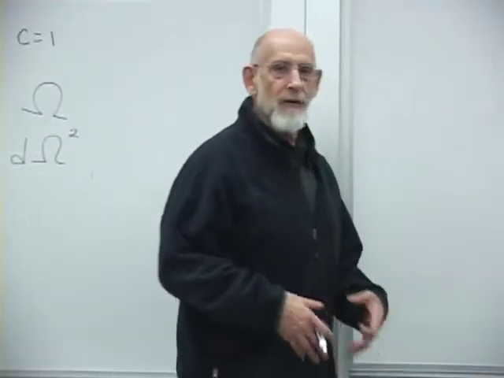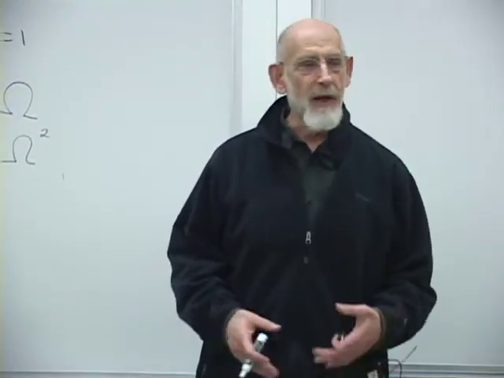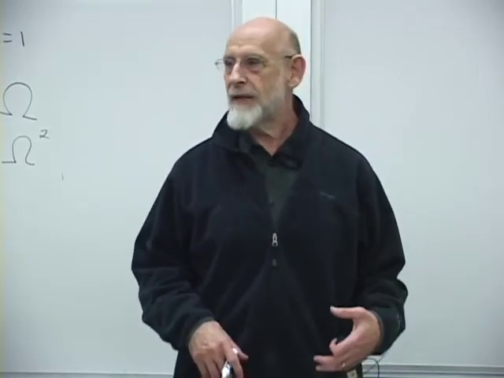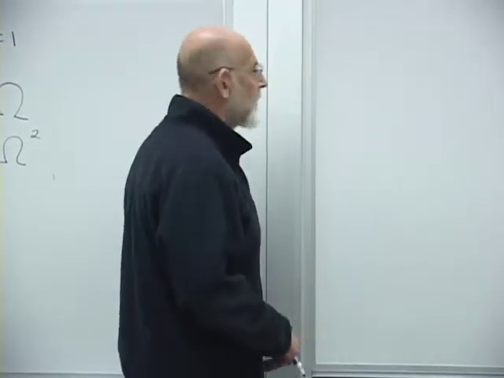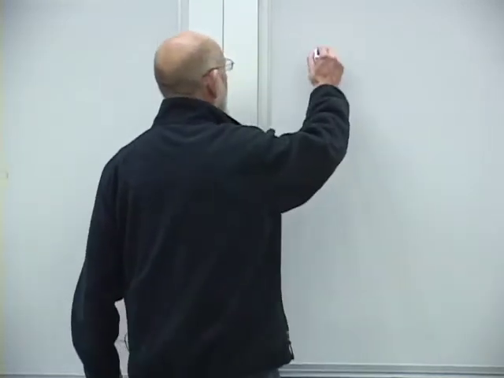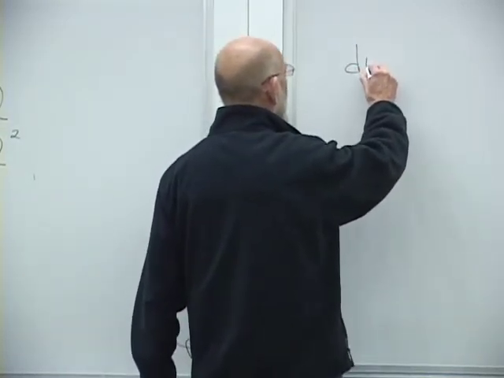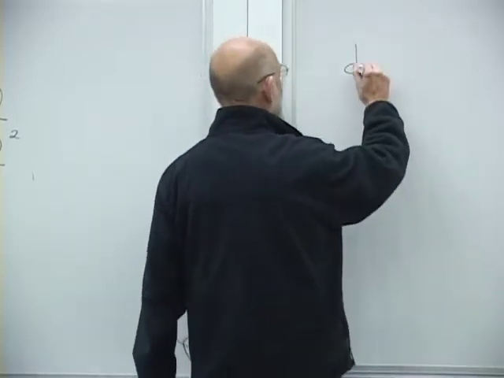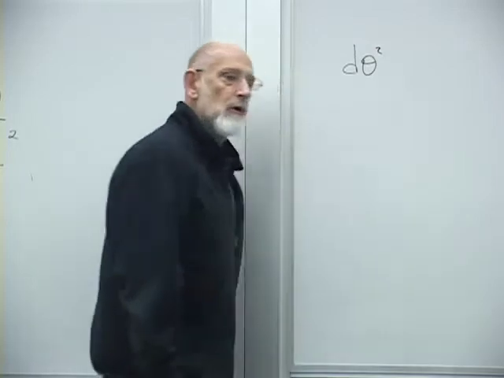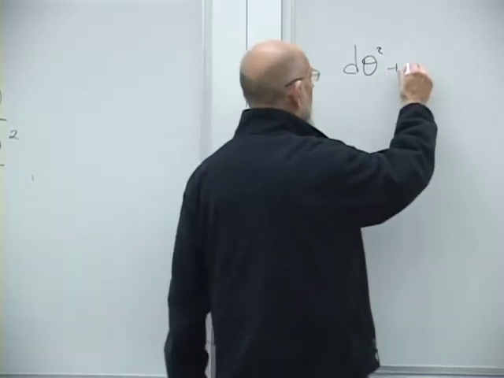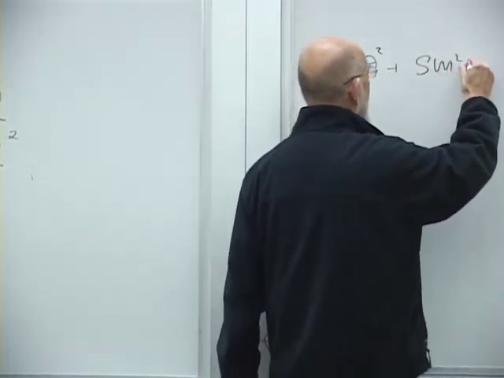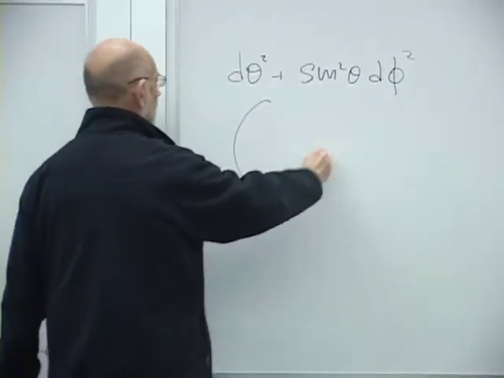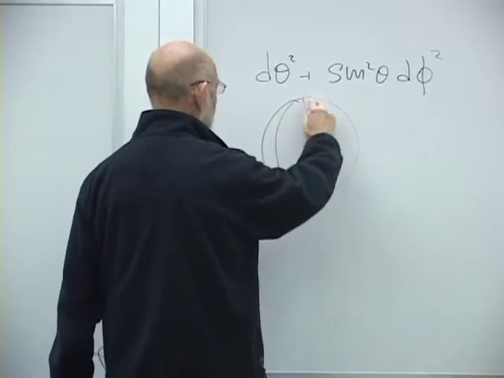To represent the unit sphere, you need two angles. What are they called? Azimuthal and polar angles, or longitude and latitude. Two angles, theta and phi. And the length element on the unit sphere is just d theta squared, where theta is the polar angle, plus sine squared theta d phi squared. That's the metric on the unit sphere.